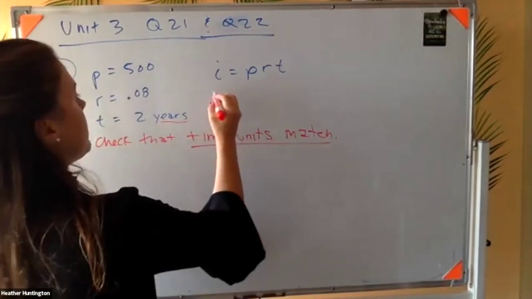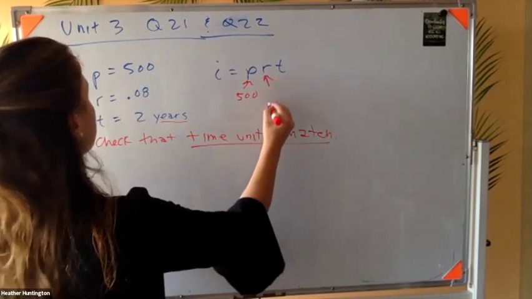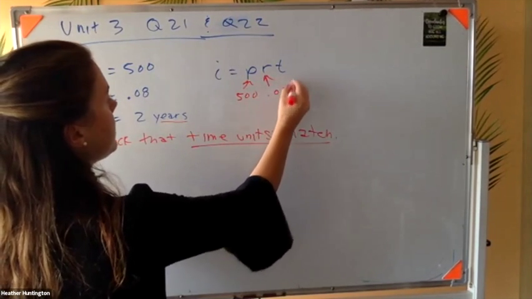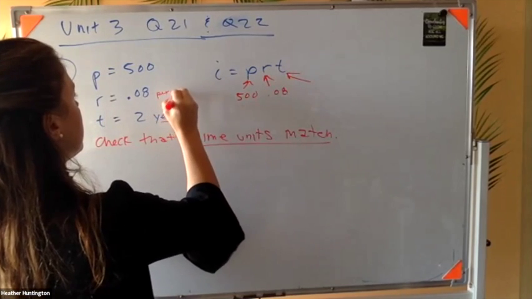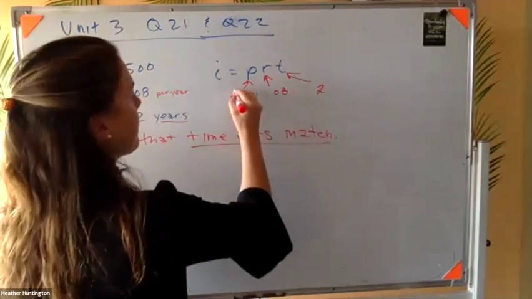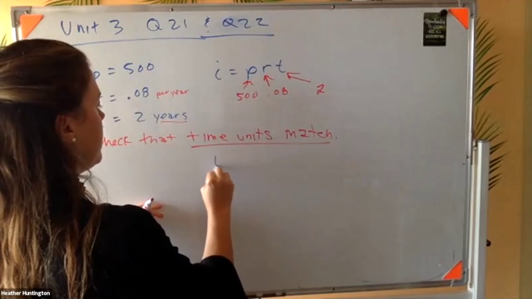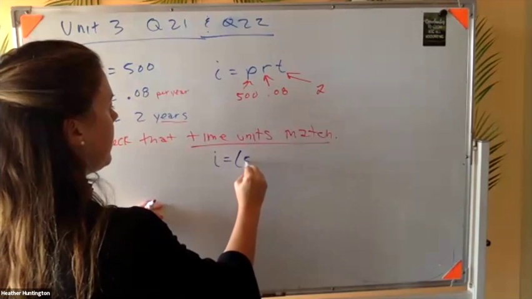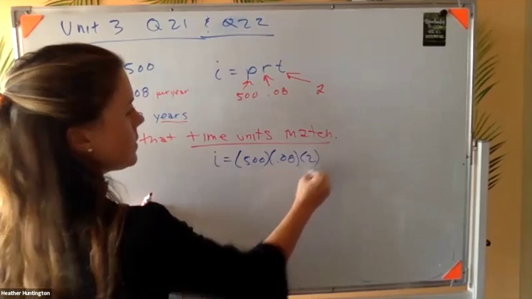Okay, so what do we have to do? We have to put in 500 for our principal. For our rate, we put in 0.08. And for our time, we put in 2 years. And we get interest equals 500 times 0.08 times 2.